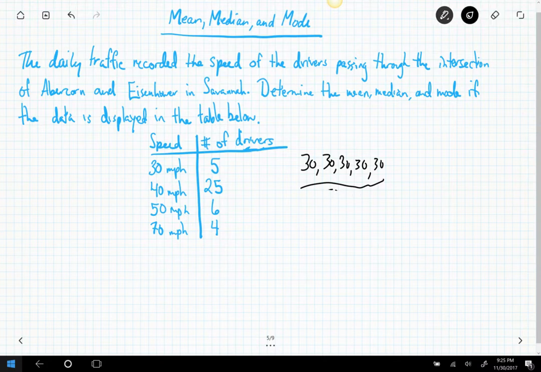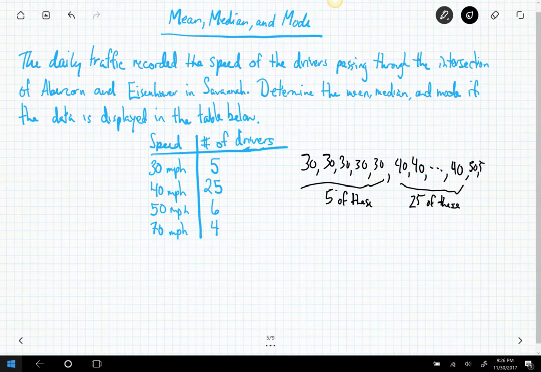Right? That's what happens, so 5 of these. In the next part, we're going to have 40, 40, and it's a whole bunch of 40s. At the end of the day, we should have 25 different 40s. Okay? And then you can keep on going. So we have 50, 50, 50.